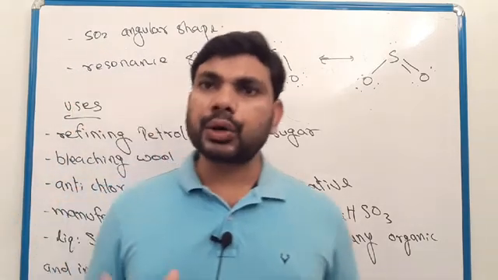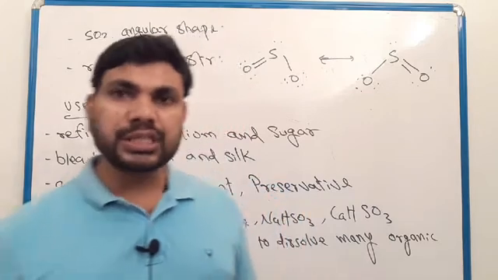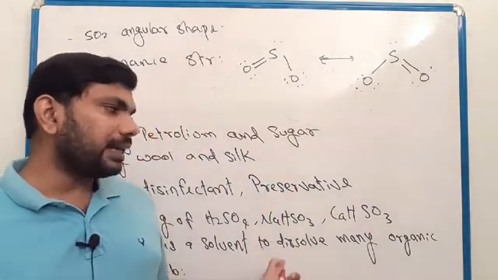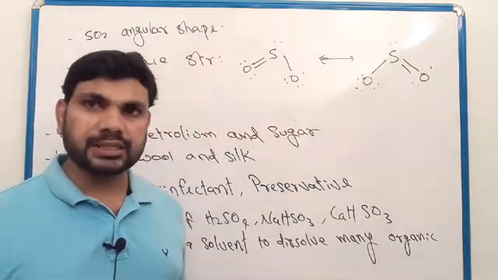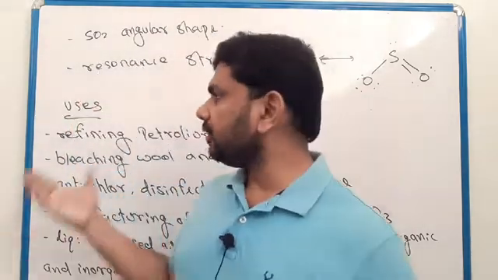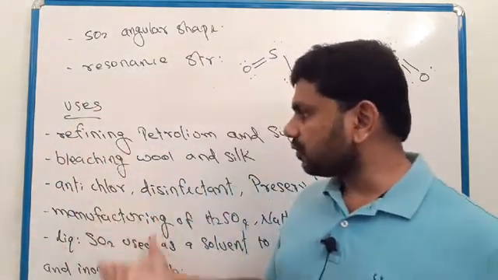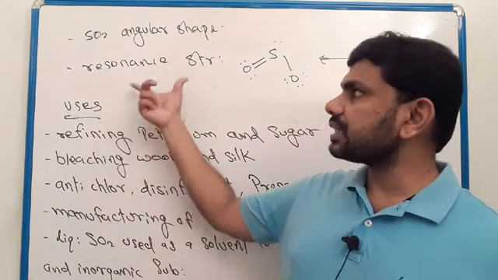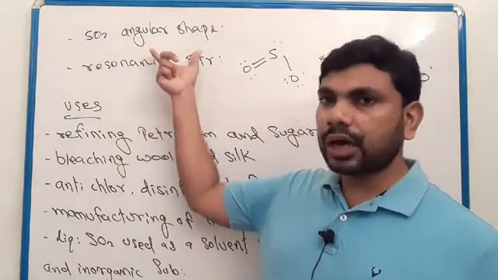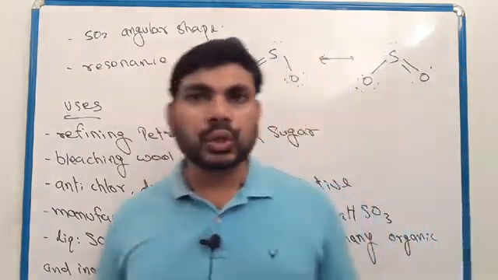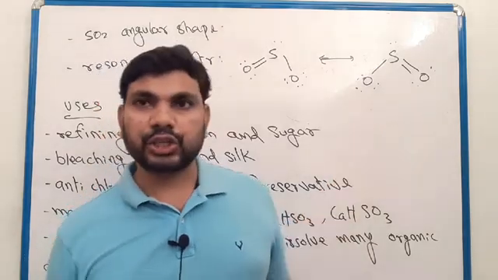Liquid sulfur dioxide is used as a solvent to dissolve many organic and inorganic substances. So these are the different uses of sulfur dioxide. Also we discussed that sulfur dioxide is angular in shape and shows different resonance structures.